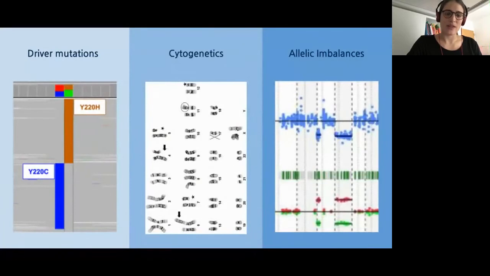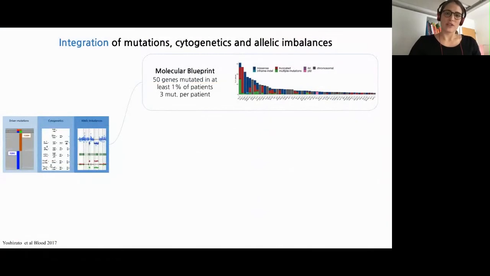from the patients, together with conventional cytogenetic abnormalities, such as aneuploidies and trisomies, and a few recurrent fusion genes. And we're also deriving allelic imbalance from NGS data using copy number tools developed specifically for unmatched sequencing data. And so from the integration of mutation, cytogenetic, and allelic imbalances, our first goal is to provide a deep molecular characterization of the disease, a blueprint of de novo MDS, where we find that there are more than 50 genes that are mutated in at least 1% of patients.